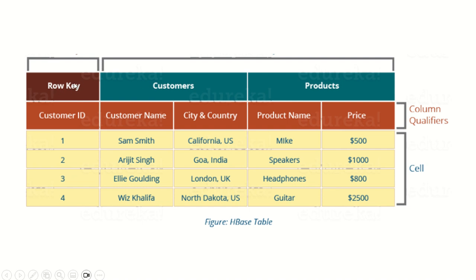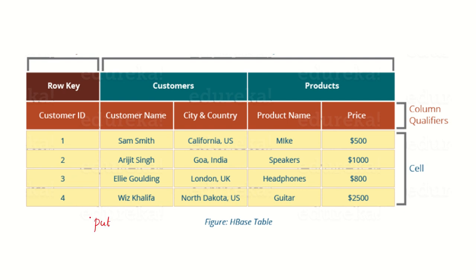So this is the row key, this is the column family name, and inside the column family you can have many columns. Each one is called a column qualifier, and each one is treated as a cell. Data is stored in HBase in the form of key value pairs. In a key value pair database, the data can be handled using only two commands: get and put.